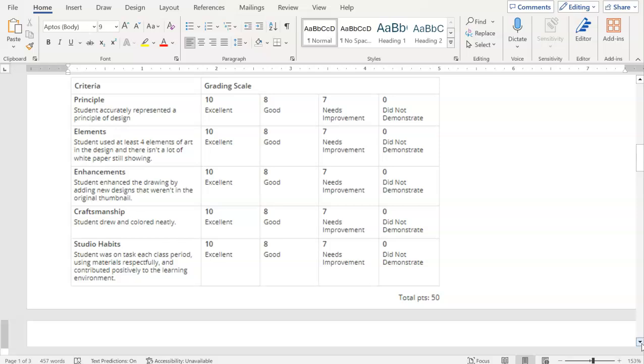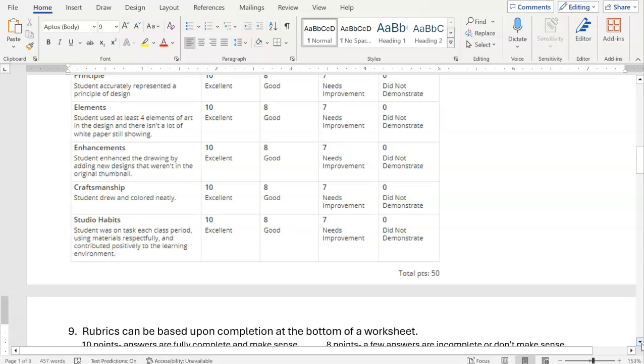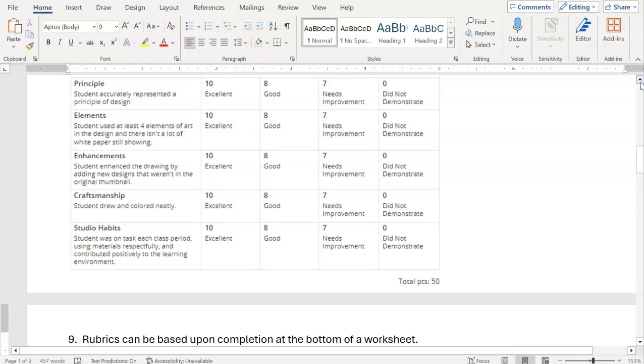So this was a 2D assignment where they were creating a drawing of a principle of design. So you can see there are 3 categories here that are following directions. They don't repeat what the criteria is in each one. Then the 4th category is craftsmanship. That's a standalone. And then we've got our studio habits right there. So that's kind of how we set up our grading rubrics to fairly assess students based on our department's goal of following directions, craftsmanship, and studio habits.